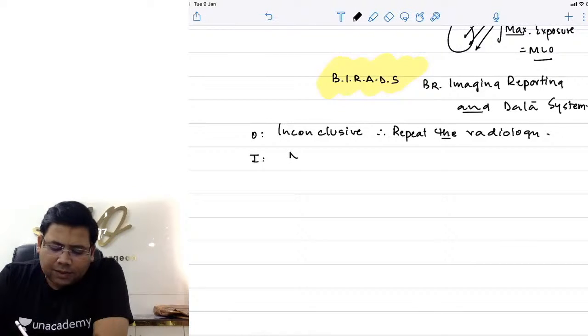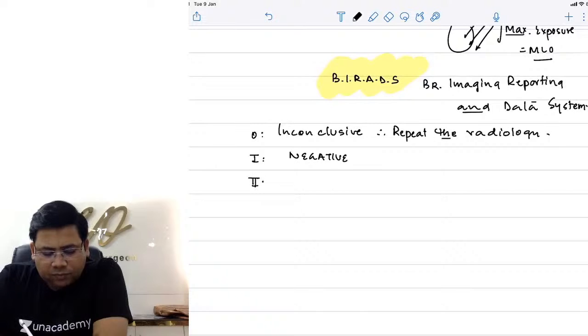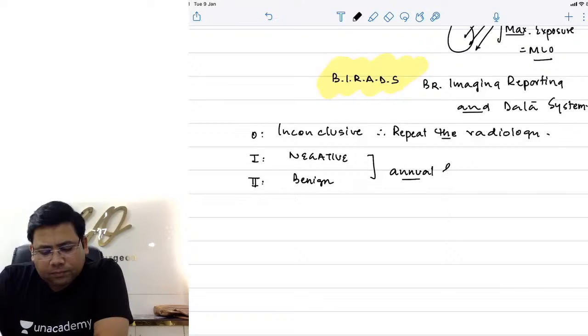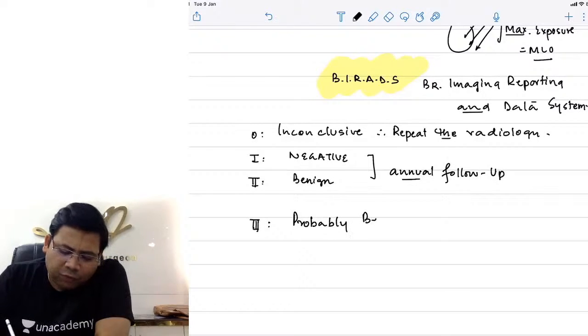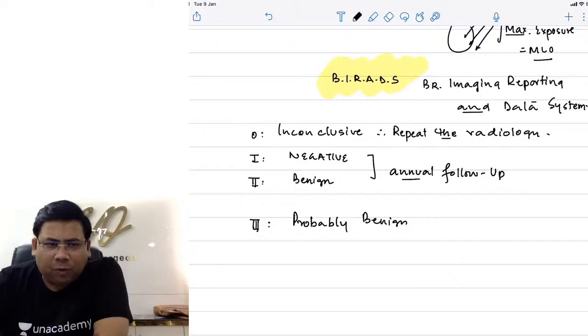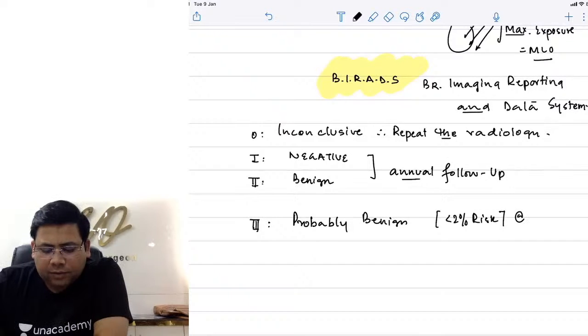BI-RADS 1 is negative, that means nothing is there. BI-RADS 2, it is benign. In both these cases, what to do? You have to go for annual follow-up. BI-RADS 3, we say probably benign. When we say probably benign, what do you mean? Is there any probability of malignancy also? Less than 2% risk. And therefore, you keep a close eye. 6 monthly follow-up.